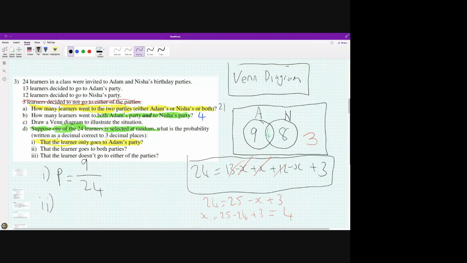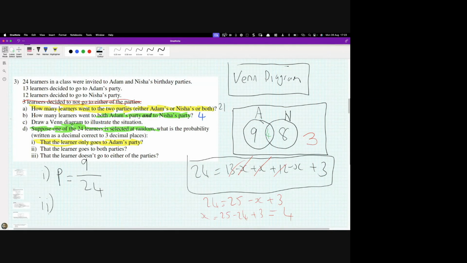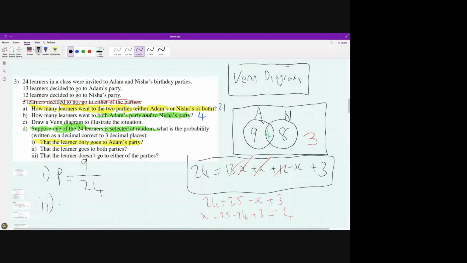Okay, number 2. What is the probability that a learner goes to both parties? Well, to go to both, only 4 out of the 24 will go to both parties. Lastly, what is the probability that the learner doesn't go to either of the parties? What's that going to be? Put your answer in the chat there. Yeah, it's just going to be 3 out of 24.